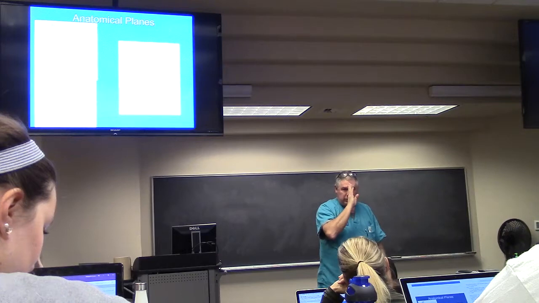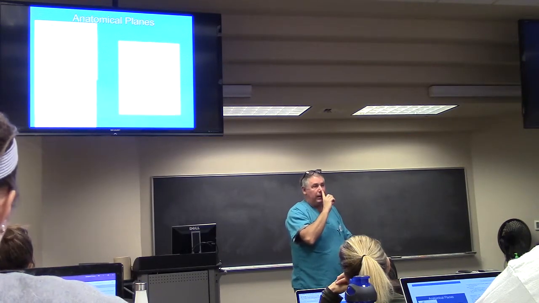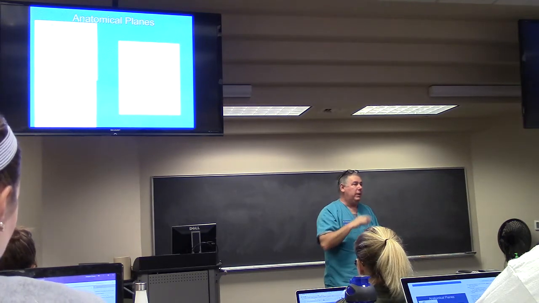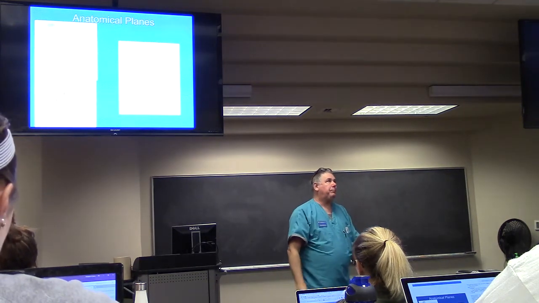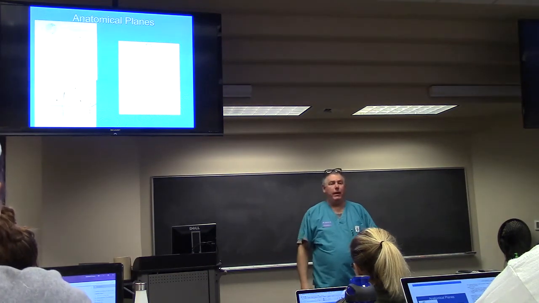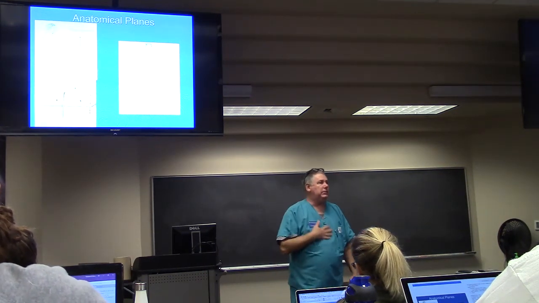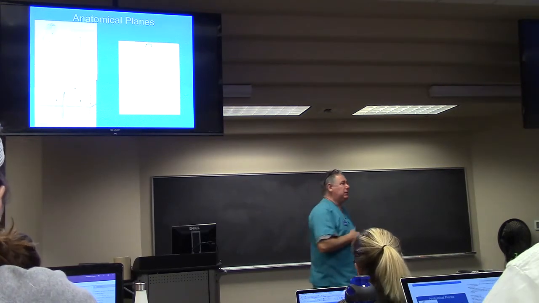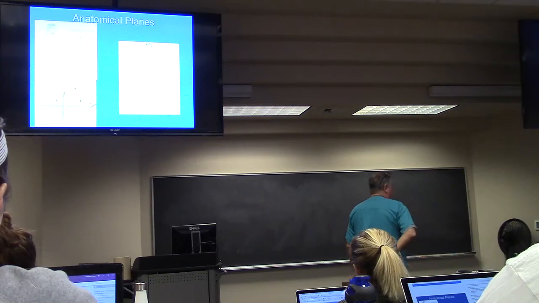If the sagittal slice is right in the middle, it's mid-sagittal. If it's off the midline in either direction, it's parasagittal. Now when you get to the top left there are different directions. This is the anterior surface of the body, the ventral surface. This is going to be the posterior surface or the dorsal surface.